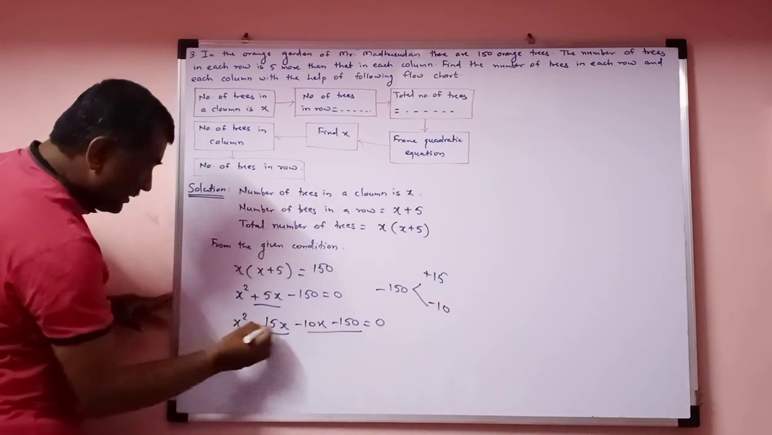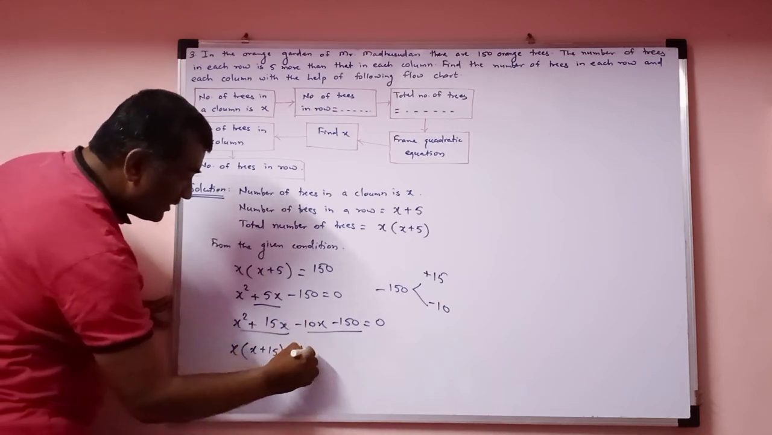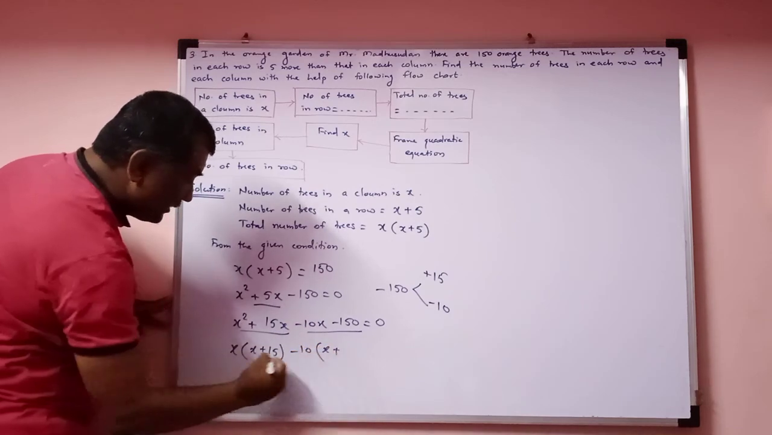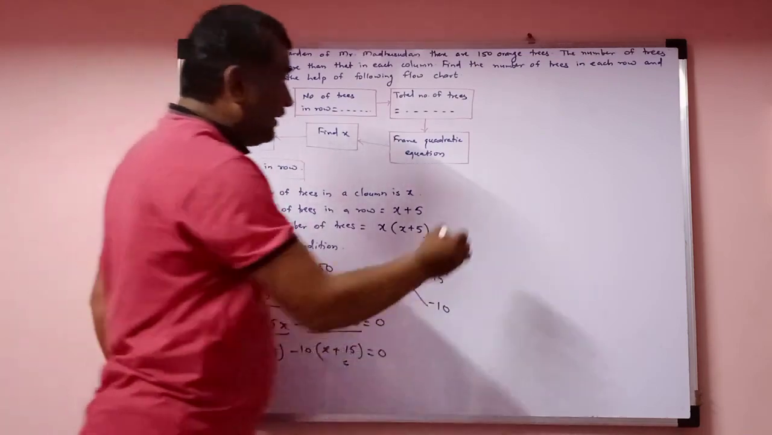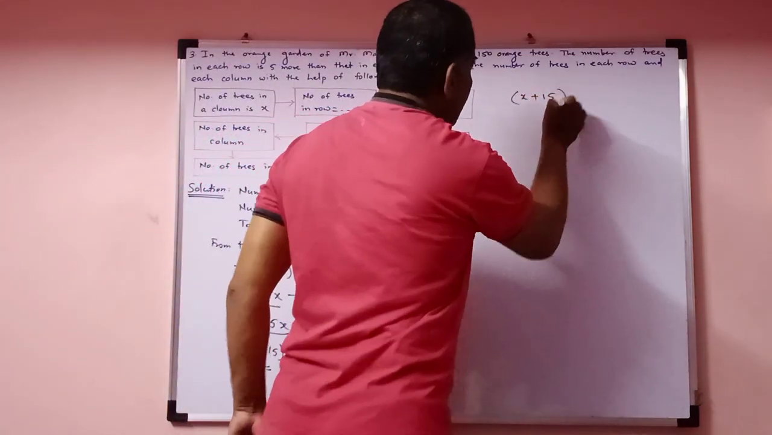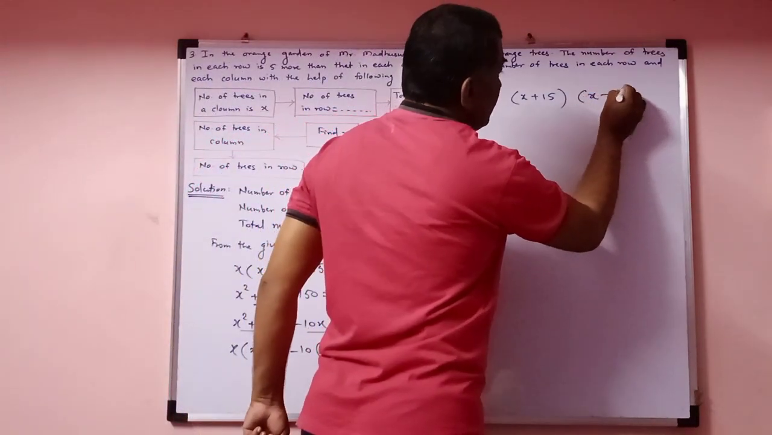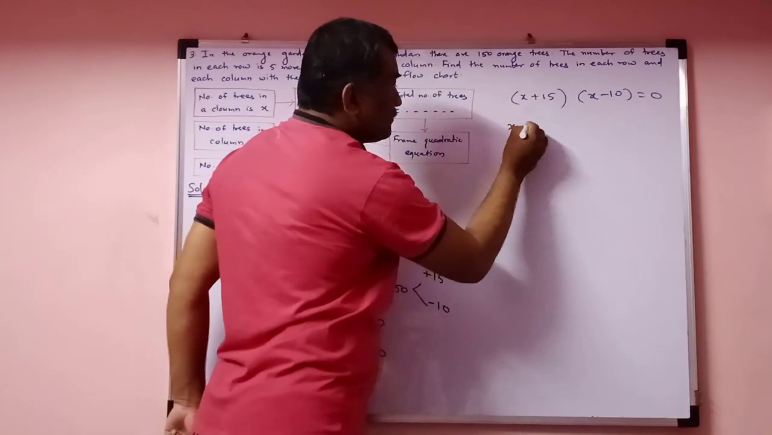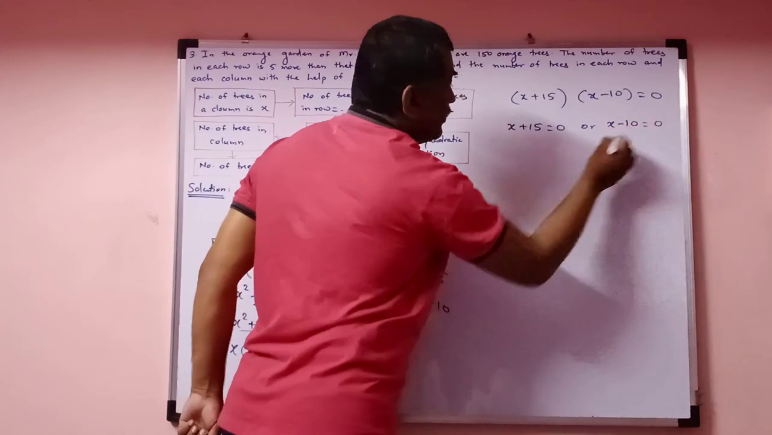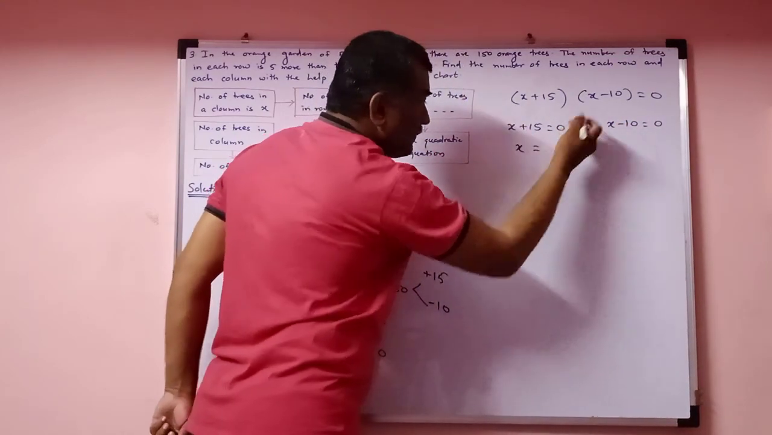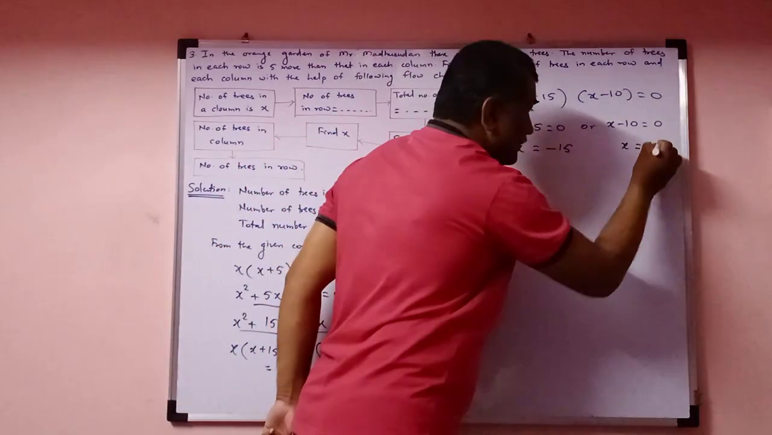Group of two numbers, x into bracket x plus 15 minus 10 into bracket x plus 15 is equal to 0. X plus 15 common. X plus 15 in another bracket x minus 10 is equal to 0. X plus 15 is equal to 0 or x minus 10 is equal to 0. X is equal to minus 15, right side ला गेला minus 15. X is equal to plus 10, right side ला गेला plus 10.